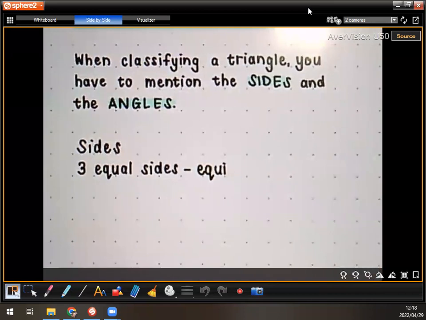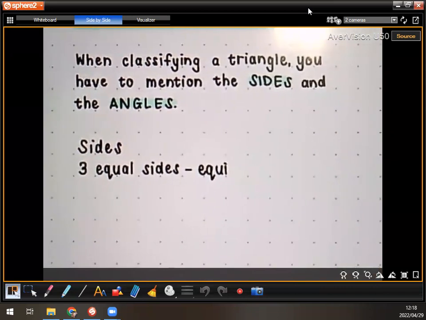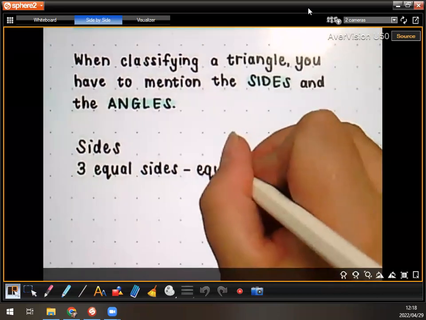And guys, you don't have to write the word triangle every single time. You can use the triangle symbol. That will save you some time. Just draw a little triangle. You don't actually have to write triangle a million times.